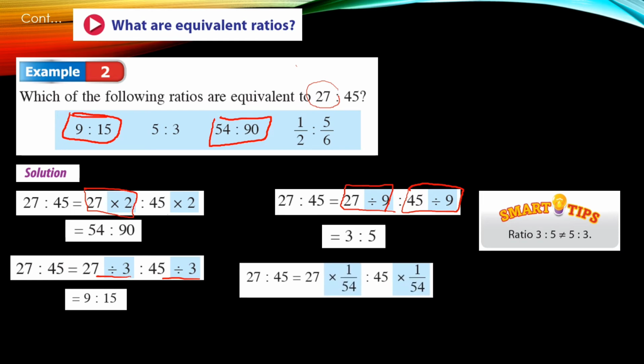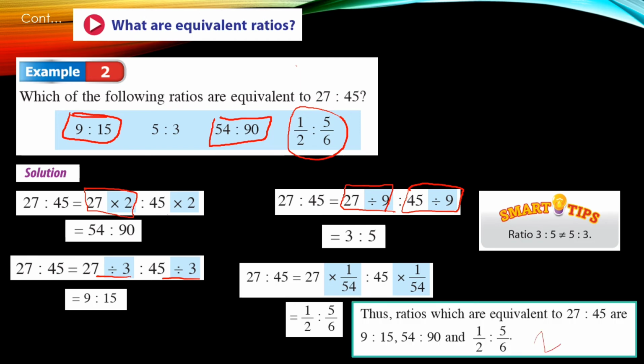Okay, let's try another one. 27 ratio 45 also equal 27 multiply 1 over 54 ratio 45 multiply 1 over 54. The answer will be 1 over 2 ratio 5 over 6, and there is the answer here. So those are the answers that are equivalent to 27 ratio 45. This is how.